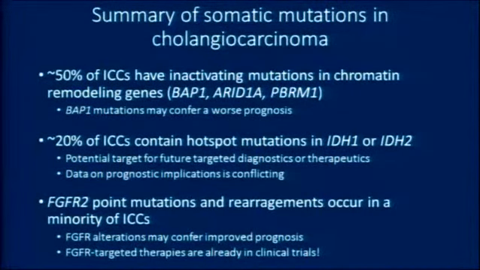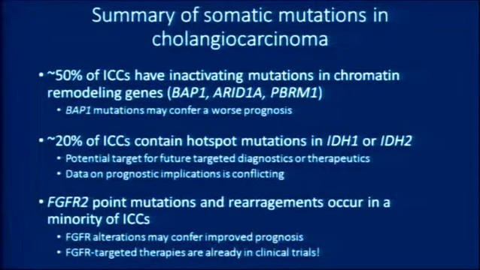So, a summary of all the somatic mutation profiling on the individual gene level: about 50% of intrahepatic cholangiocarcinomas have mutations in chromatin remodeling genes, BAP1, ARID1A, or PBRM1. As far as the clinical implications, this is still new and being worked on, but it does seem like BAP1 mutations confer a worse prognosis. 20% have hotspot mutations in IDH1 or IDH2. Because these are oncogenic hotspots, you could think of them as being a target for therapeutics, and I think those drugs are still in development because mutations in IDH1 haven't been known for that long.